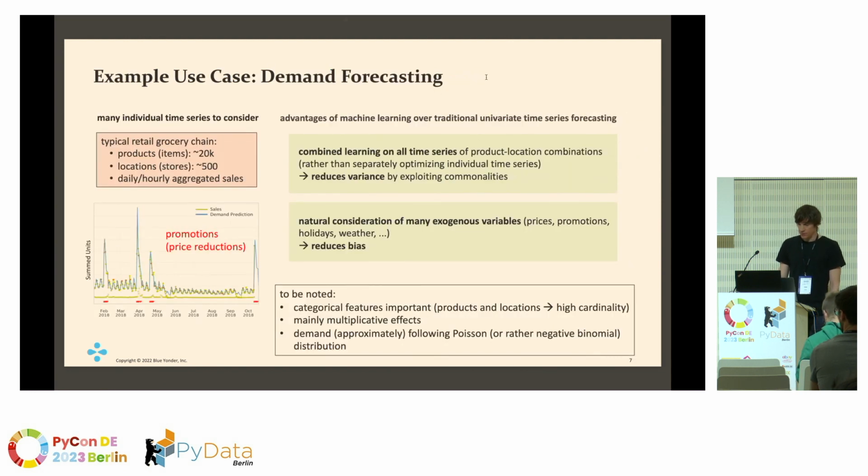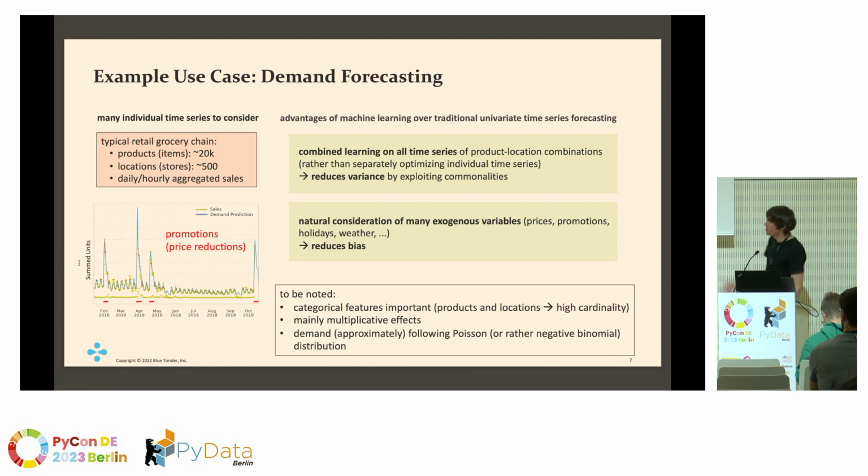Okay. The use case that I want to describe a little bit, because this is where we historically developed it, is demand forecasting. The typical issue we faced was that we have a supermarket with many products, many thousand products, many stores, and we have hourly or daily aggregated sales that we want to predict. That means you have many individual time series that you want to forecast. Something like that might look like this one here. You have a time series, and you have the aggregated sales over a day, for example, for a given product location combination.